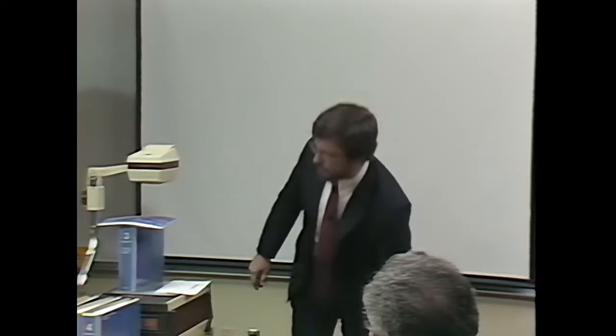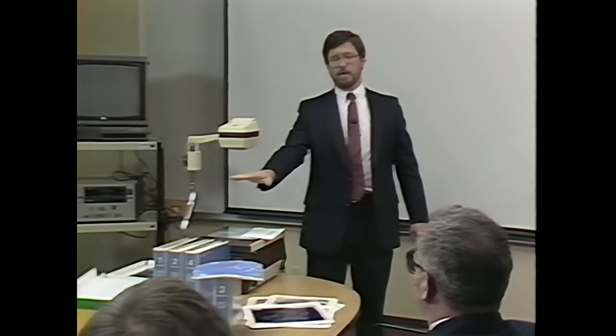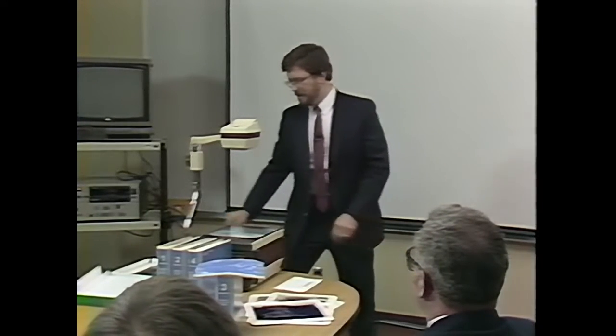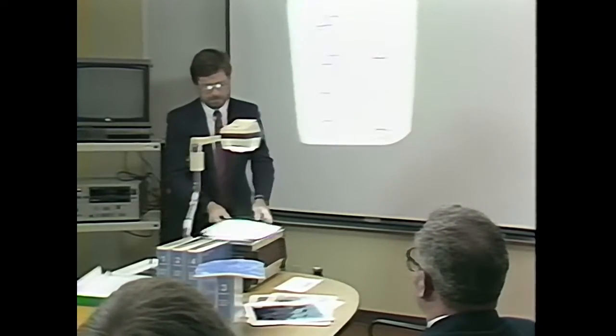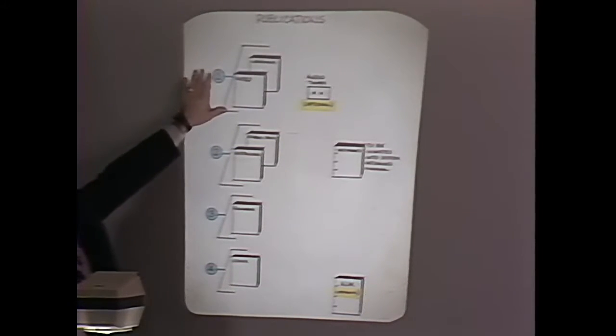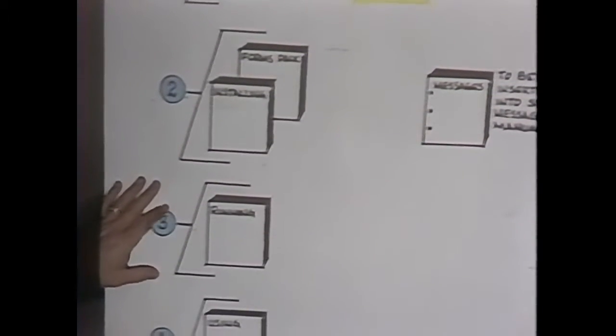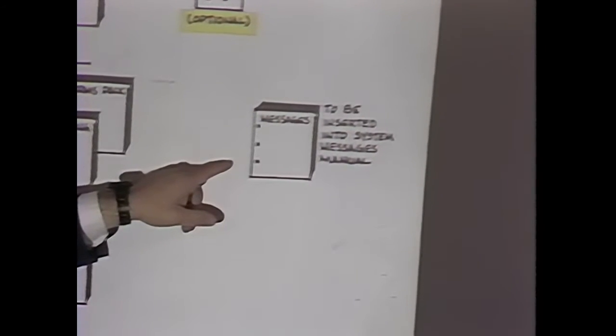Let me reprise this for you. When you go to a Datamaster account, you will find this out by the machine for the applications, the rest of it on the shelf. Here it is. Book number one's got the introducing and the learning materials and the audio tapes, which are optional. Actually, they're there, but their use is optional. The installing materials, the running operator reference, the using materials, the messages insert for the messages manual, and down here at the bottom is the application logic manual.